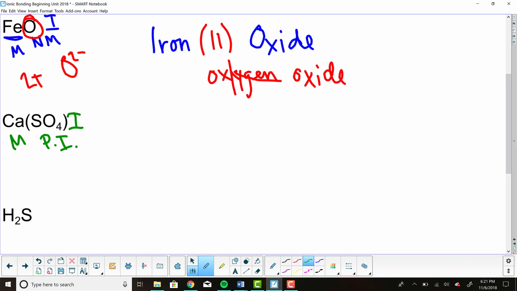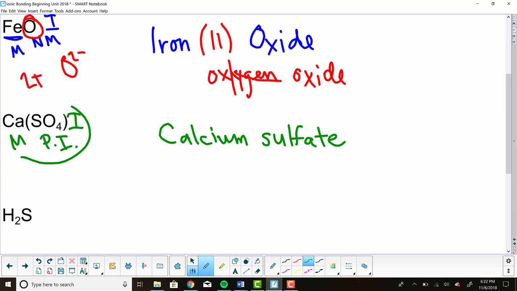We start with the name of the metal, which is calcium. Calcium. And then actually with polyatomic ions, this bit's pretty easy. We just write the name of the polyatomic ion. Don't even have to change the ending. I'm just going to write calcium sulfate. And that's done. That's my work for this problem. All of my work is right here, just trying to figure out what kind of compound I have.